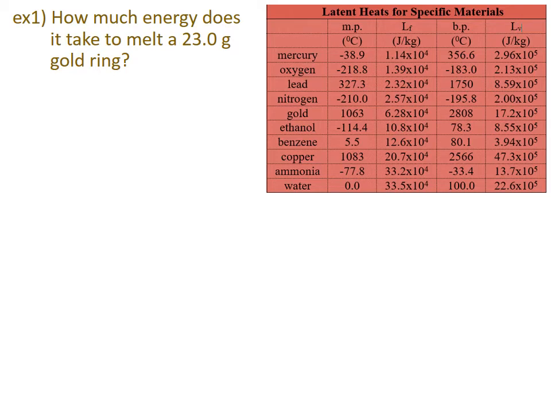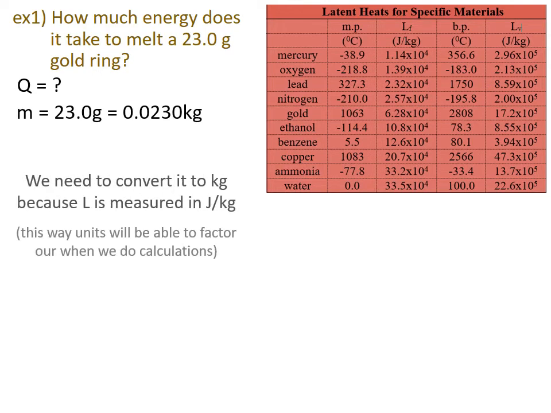Example 1, how much energy does it take to melt a 23.0 gram gold ring? We are looking for energy, so that means we're looking for Q. Heat is symbolized by a capital Q. We're also told it's a 23.0 gram gold ring, so our mass is 23.0 grams, which I will convert to kilograms, because if I look at the value for LF or LV, it's measured in joules per kilogram. So we convert to kilograms so that units will be able to factor out when we do our calculations.